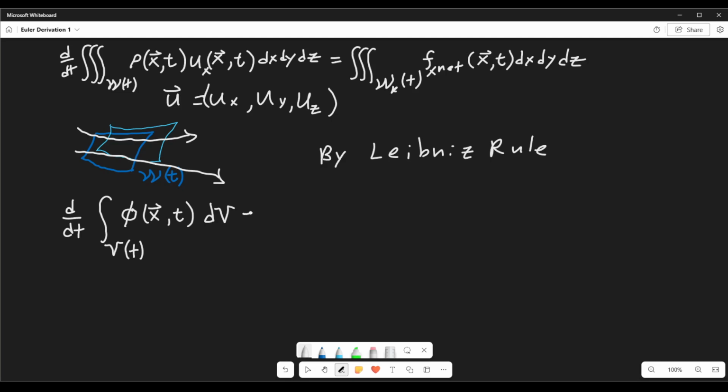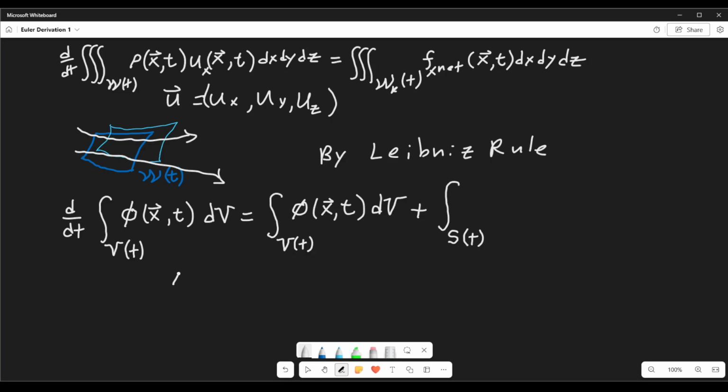Then this equals another integral over the time-dependent volume of the scalar field, with space and time dependence again, integrated over its volume, plus a surface integral. So this is an integral not over the volume but over a surface. The surface is time dependent, so this is basically the surface of the volume.